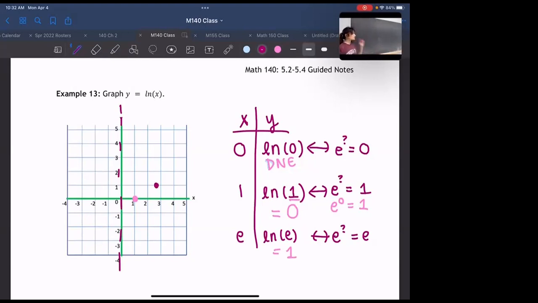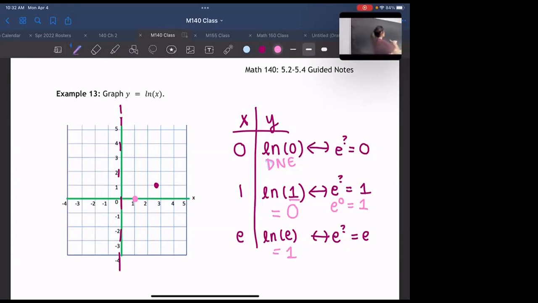Now, this point does depend on what function I gave you. If it was log base 5 of x, well, it'd be (5, 1), right? If it was log base 4 of x, it would be (4, 1). But since it's log base e of x, the point is (e, 1). Now, at this point, I think we have enough information to create our graph.